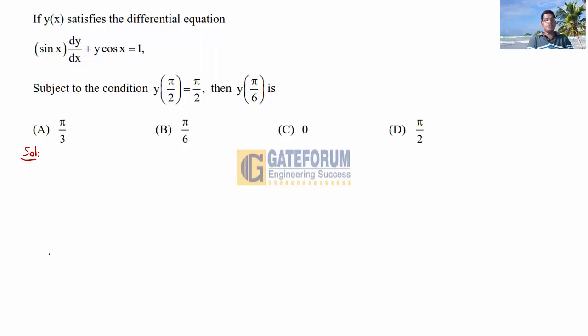To solve it as a linear equation, we should make the derivative coefficient 1. That means we should divide both sides by sin x. DE is the short form of differential equation. It can be written as dy/dx plus cos x by sin x, that is cot x, into y equals 1 by sin x, that is cosec x.